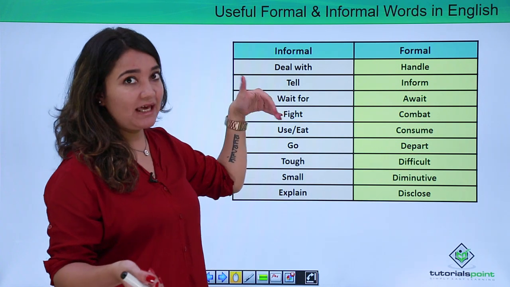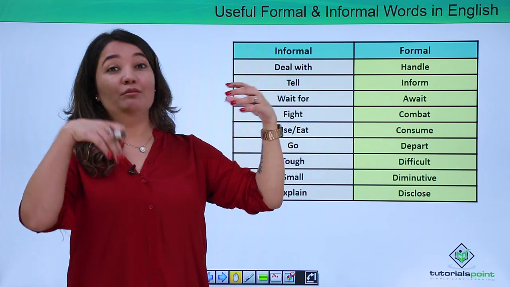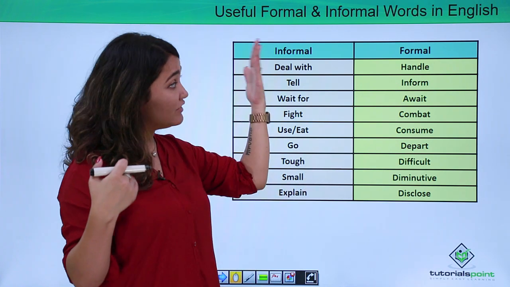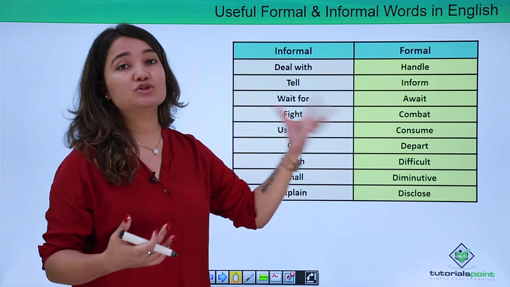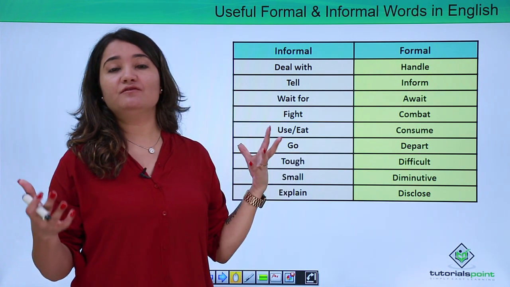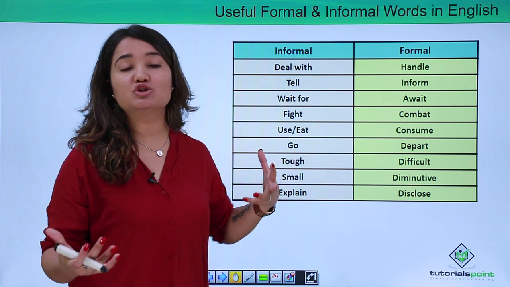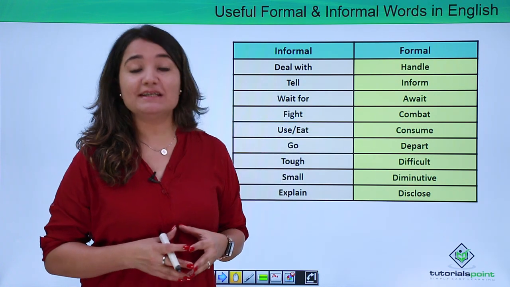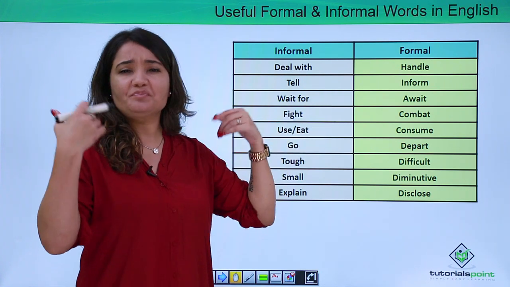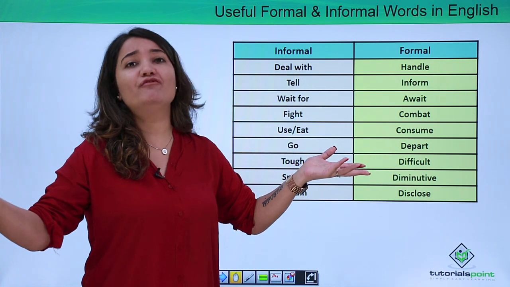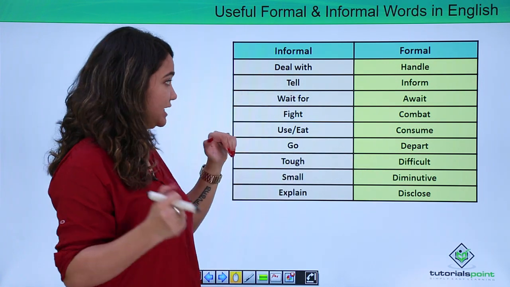Same goes with tell and inform. Tell is a more informal way, but yes, inform is a better formal way. Same goes for wait or await. So we waited for the entire result, or we waited for the results to be delivered, or we awaited the results with bated breath. So await is again a more formal way of conveying the same meaning.